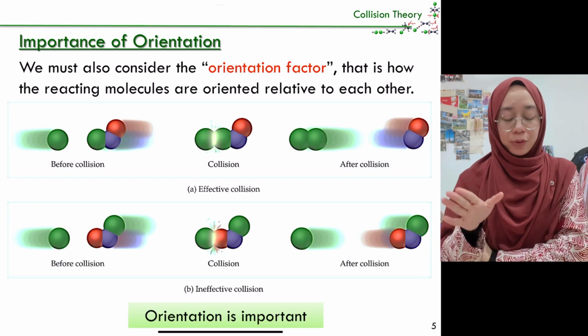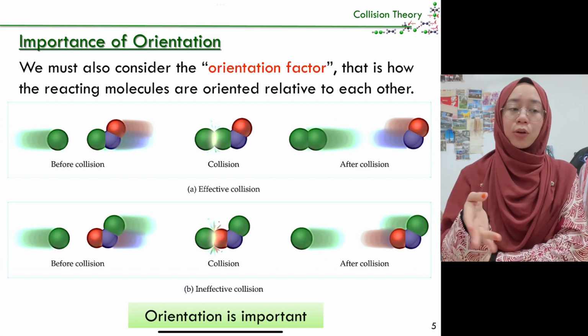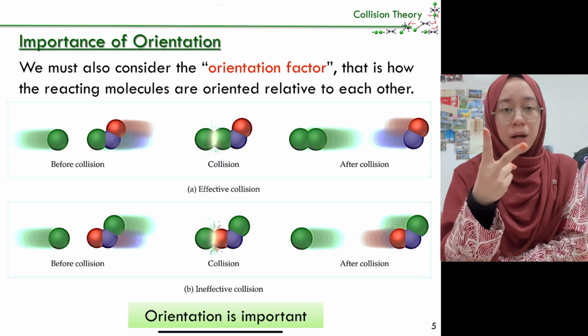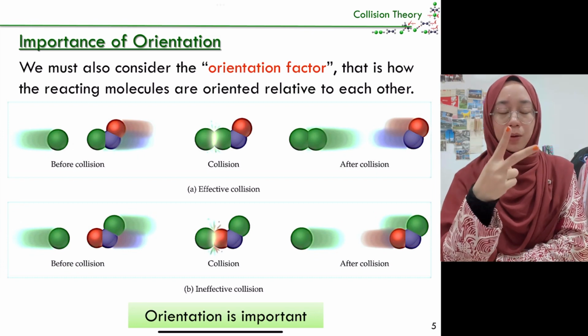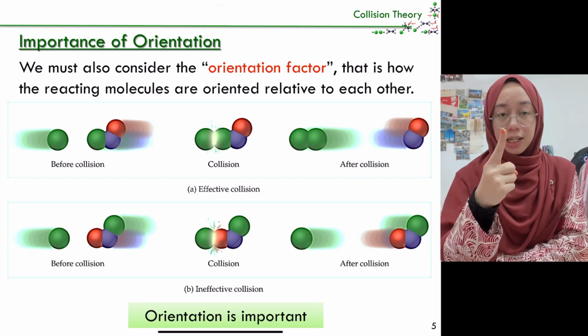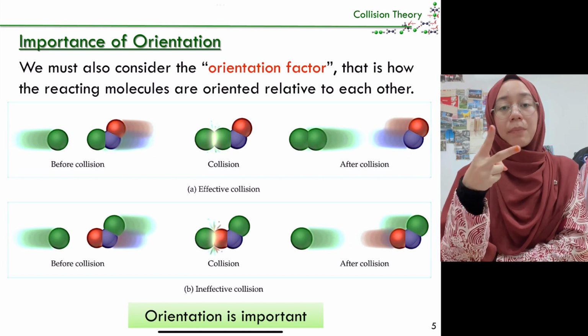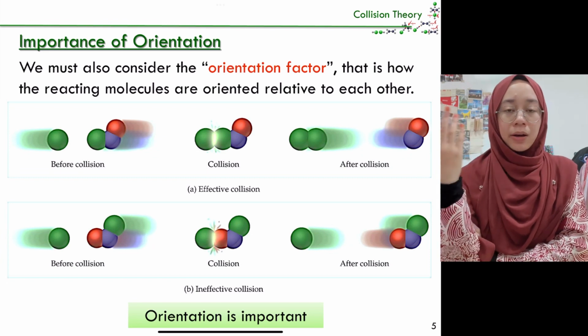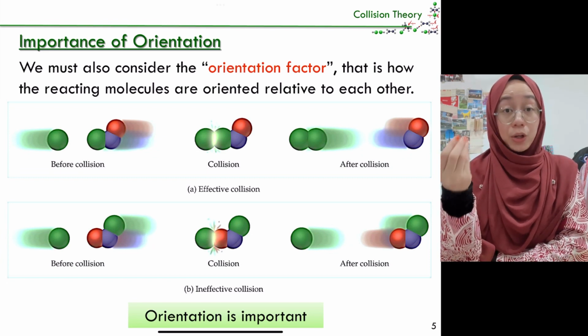Okay, so you have to take note that orientation is very important. So kena dua-dua karakteristik ni dia obey, which is orientation, and also they possess minimum amount of energy, and only then it can form a new product.